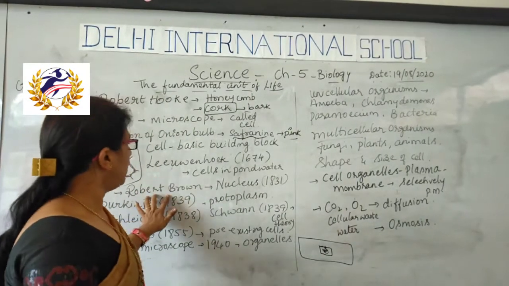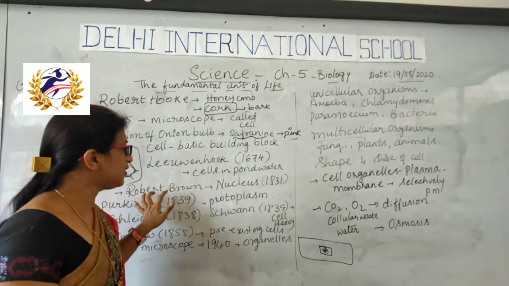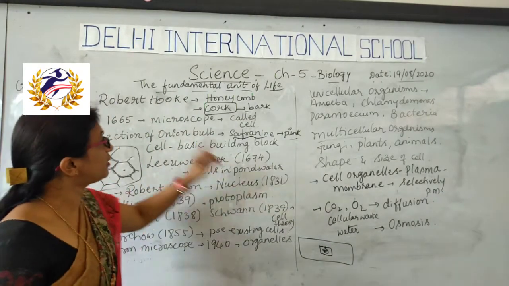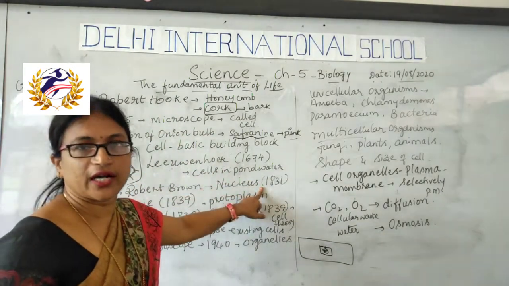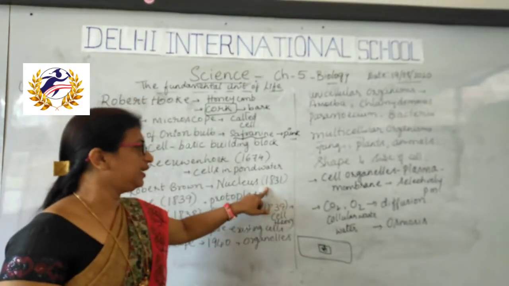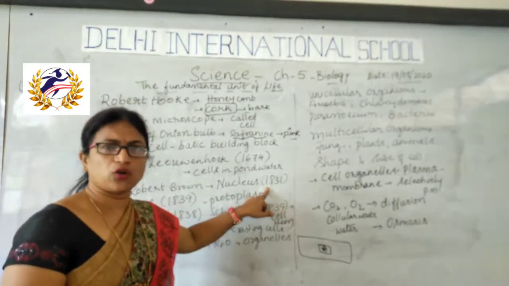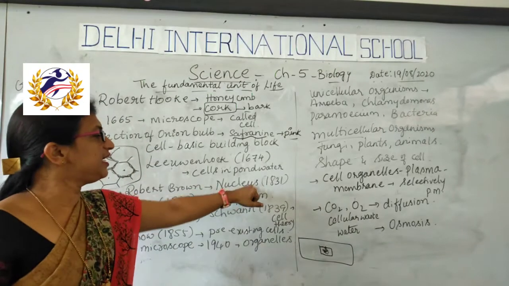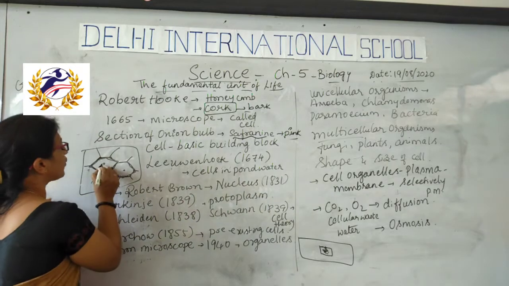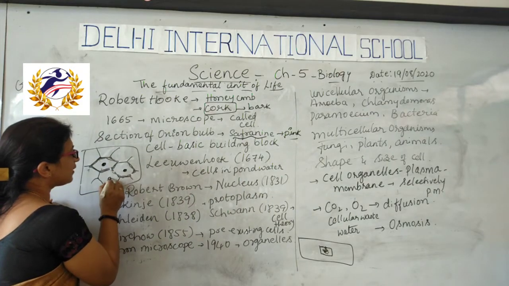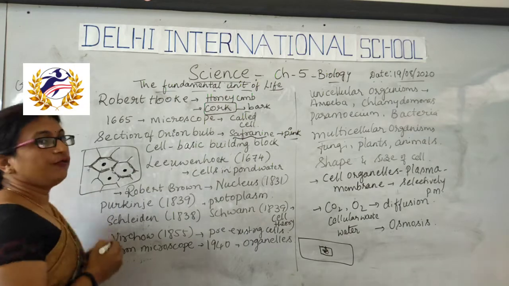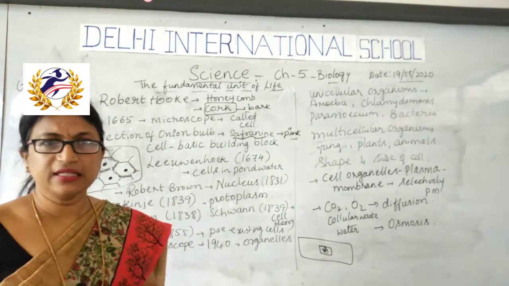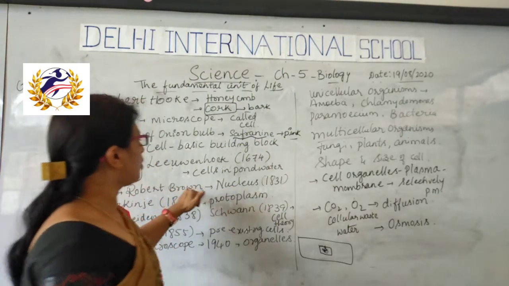Okay. So then Robert Brown, another scientist, in 1831. See the difference of time, 1600 to 1800. So here, modern microscopes are already invented. From this he observed the nucleus inside the cell, which is like the nervous system of our body, like the brain of our body, isn't it? So the nucleus was observed by Robert Brown.